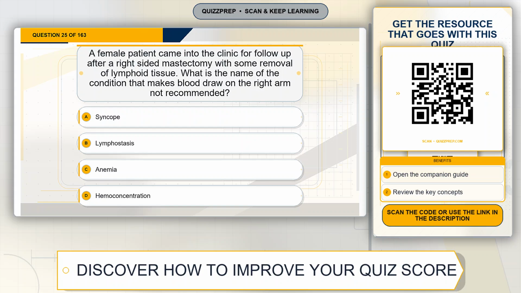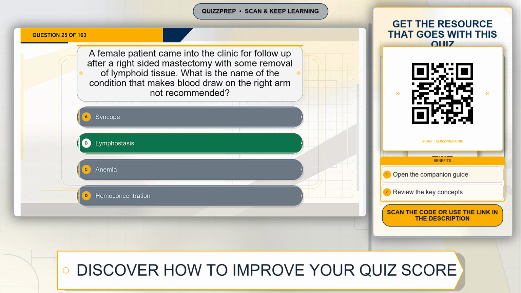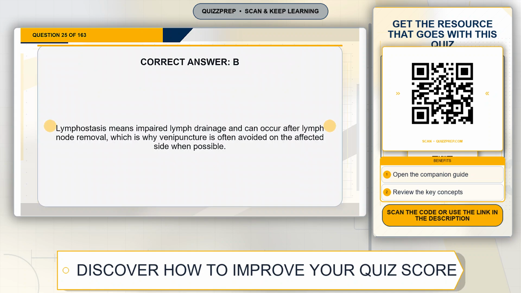Question 25. A female patient came into the clinic for follow-up after a right-sided mastectomy with some removal of lymphoid tissue. What is the name of the condition that makes blood draw on the right arm not recommended? Option A, syncope. Option B, lymphostasis. Option C, anemia. Option D, hemoconcentration. The correct answer is option B, lymphostasis. Explanation. Lymphostasis means impaired lymph drainage and can occur after lymph node removal, which is why venipuncture is often avoided on the affected side when possible.